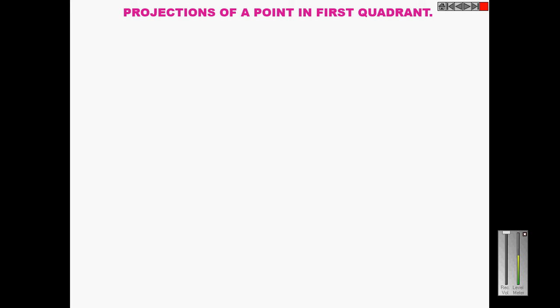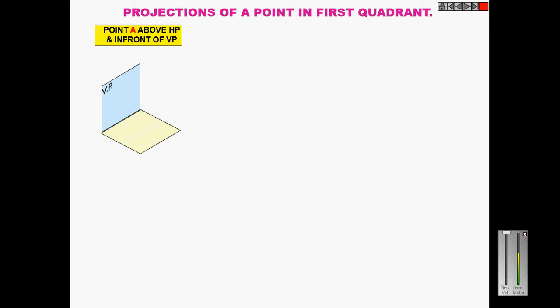Now I will show you the projections of a point in the first quadrant, and this explanation is applicable to all the other quadrants: second, third and fourth. I explain only the first quadrant, and the same system is applicable to the second, third and fourth quadrants. If a point A is above HP and in front of VP, which means the point is in the first quadrant, you will get the front view A dash on the vertical plane, and the top view on the horizontal plane.